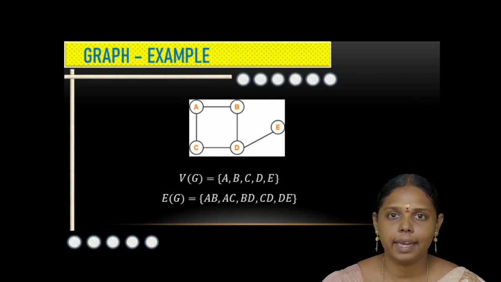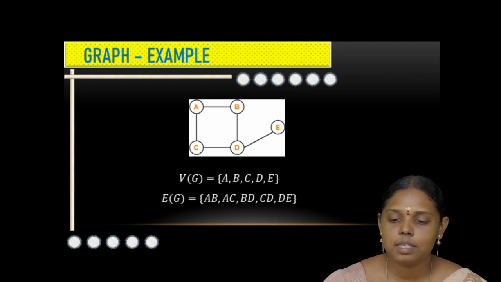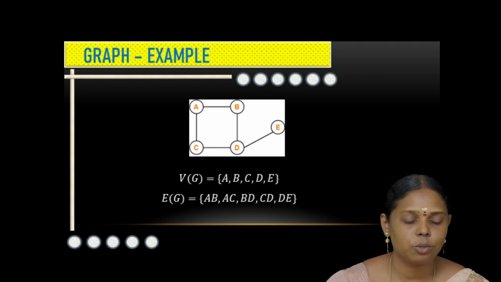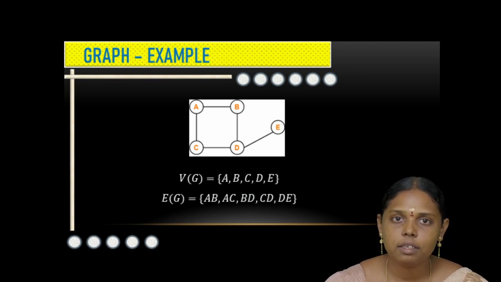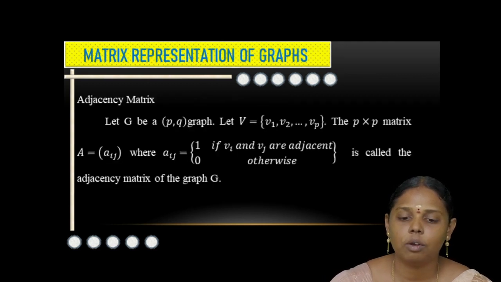Here this is a graph with the points A, B, C, D, E. These 5 points are said to be the vertices, and the lines connecting two distinct points AB, AC, CD, BD and DE are called the edges. So this graph is having 5 vertices and 5 edges. In simple way, we may say that this is a (5,5) graph. Now let us see about the matrix representation of a graph.